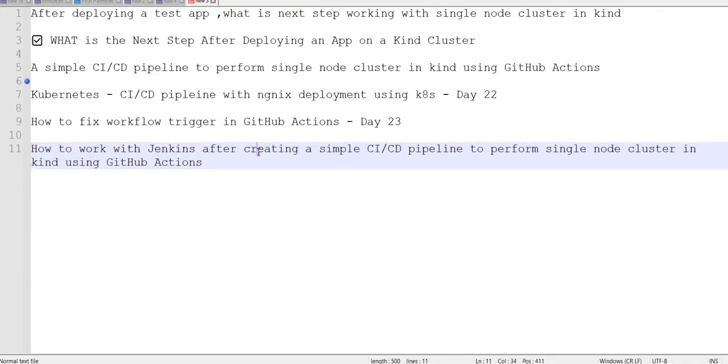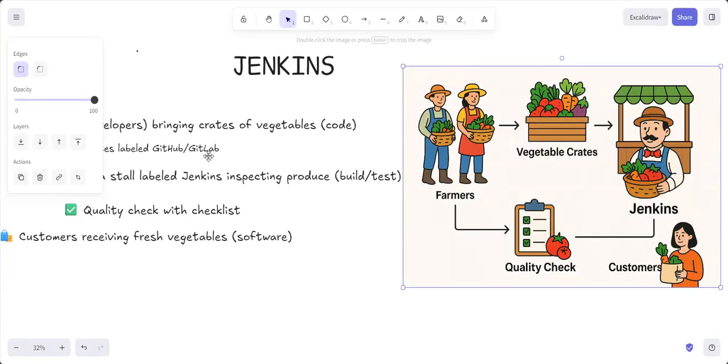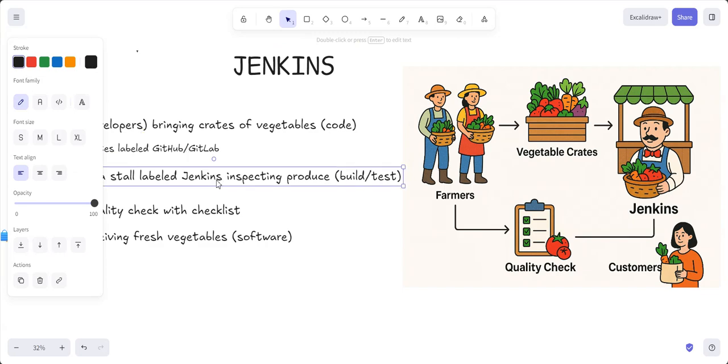In the next step we will discuss how we can work with Jenkins once we create a CI/CD pipeline, since we have already performed a single node cluster in kind using GitHub Actions. So we will try to connect GitHub Actions with our Jenkins server, so that we can smoothen the process of deployment in a single node cluster.